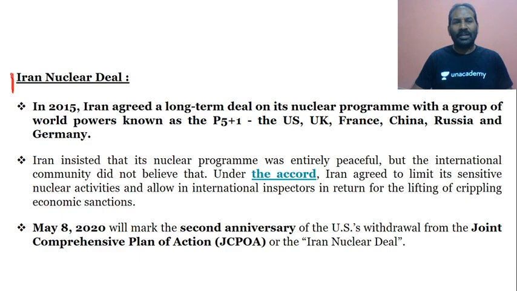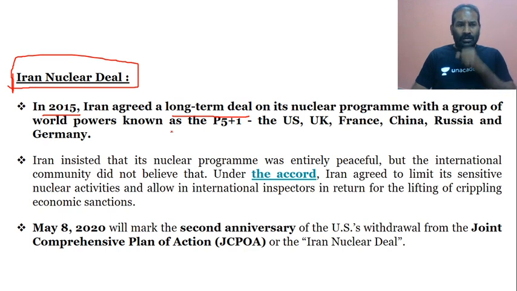Now we'll get into what the Iran nuclear deal actually is. It was in the year 2015 that Iran agreed to a long-term deal, that is the nuclear deal, with the P5 plus 1 countries.